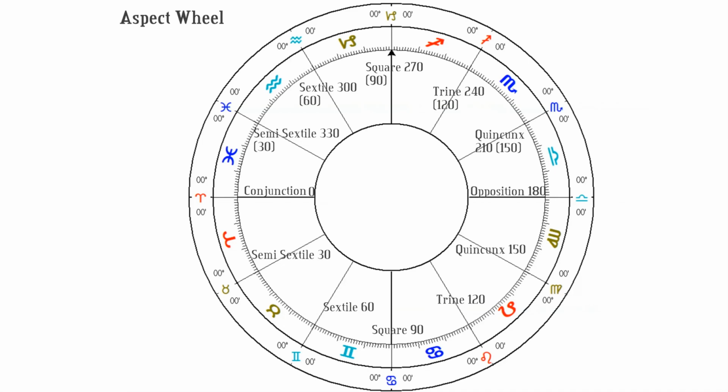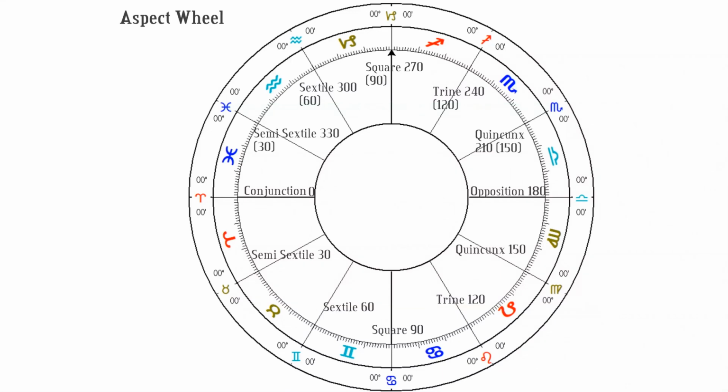In many ways, we see that this natural wheel divides the circle of 360 into these different compartments. And in many ways, there is a direct correlation between the nature of the aspect and the natural zodiac wheel.